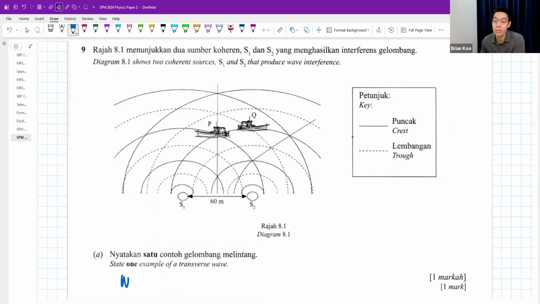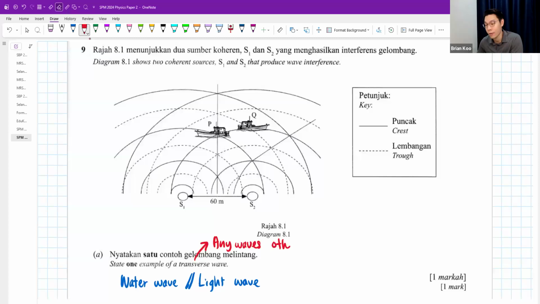Okay, water waves, light waves. Yeah, any waves other than sound are accepted. Radio wave also accepted. Microwave also accepted. Gamma ray also accepted. Any other electromagnetic wave all accepted. Okay, any waves other than sound waves.